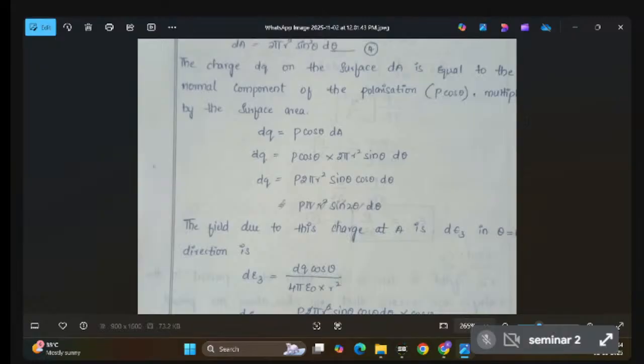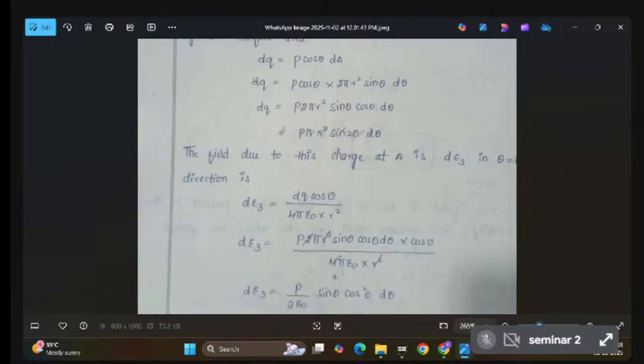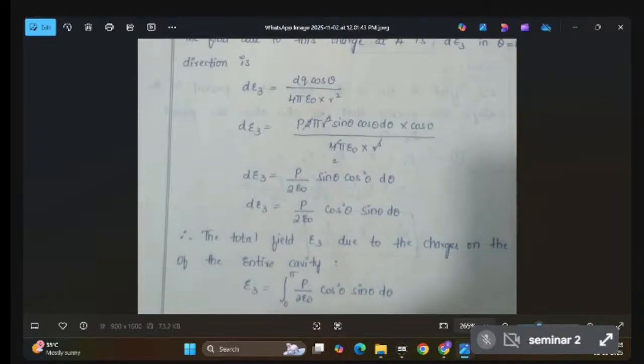The field due to this charge at A is dE3, in the direction cos theta. The formula for electric field E is 1 by 4 pi epsilon naught q by r square, since E is equal to F by Q, and F is equal to E into Q. Substituting dq, P 2 pi r square sin theta cos theta, and simplifying, we get dE3 is equal to P by 2 epsilon naught cos square theta sin theta d theta.